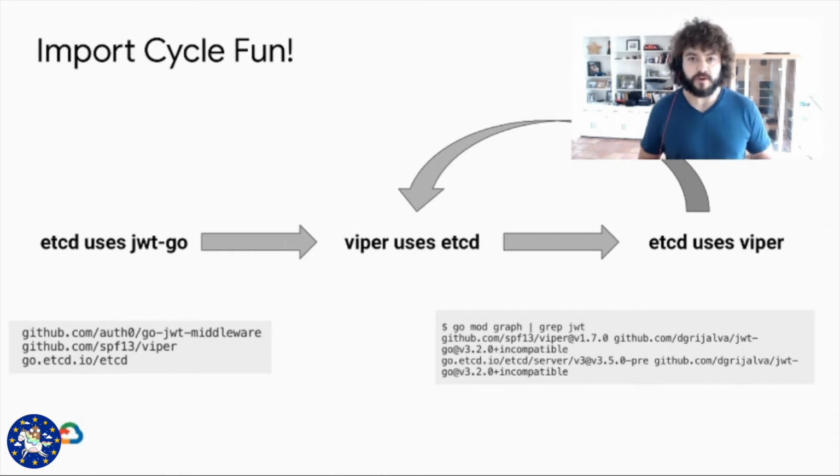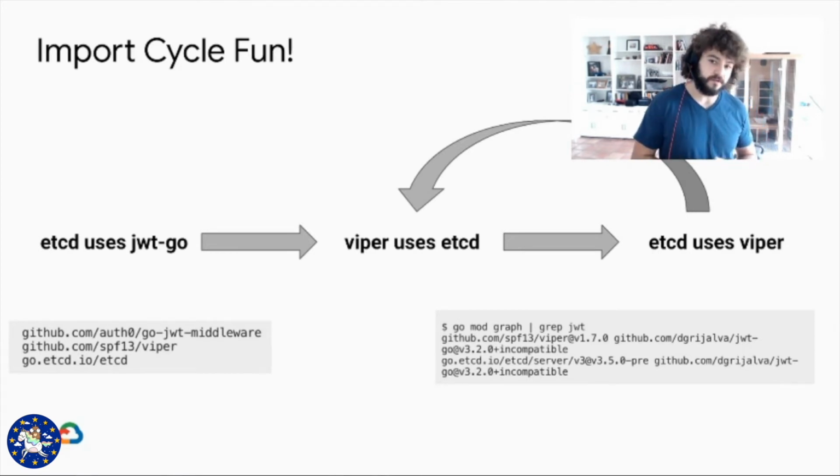So etcd uses JWTs, and then Viper, which is a command line tool, actually uses etcd. Viper is a very popular configuration package for Go. It allows you to have configuration for your application that lives in files on disk, in environment variables, and command line flags, and cascade them all in an orderly manner so you can override settings in a predictable way. It also supports pulling configuration from etcd, because etcd does expose a configuration interface. So etcd uses JWT Go, and Viper uses etcd. That's how JWT Go shows up in the Viper dependency tree.